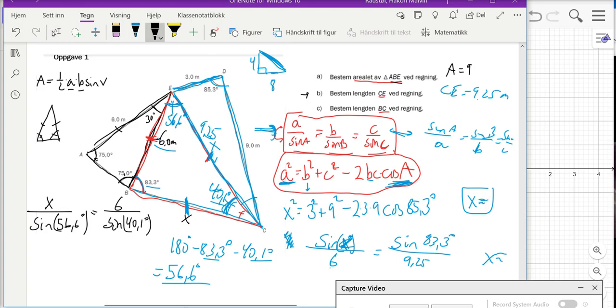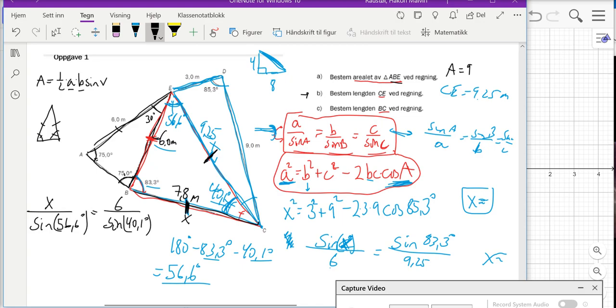7.78, and we can round off to 7.8 meters. So that is BC, and you should always check if the answer looks correct, right? And if this is 6 and this is 9.25, this looks like it can be 7.8.